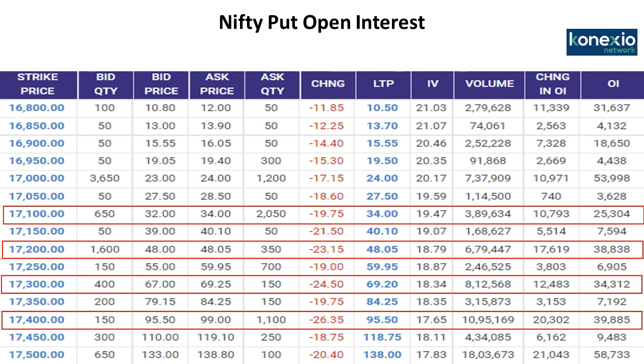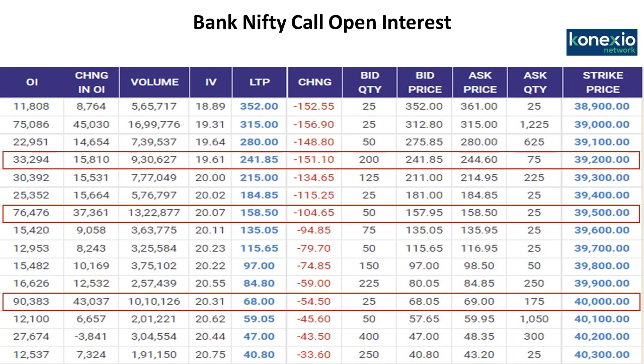Now let us see what we have observed in Bank Nifty calls. In Bank Nifty calls, the action was seen in 39,200 calls, then 39,500 calls, and 40,000 calls. Now here you can see there has been a significant rise in the open interest. The volumes are also high. In some options it is 9 lakh 30,000, then 13 lakhs, then 10 lakhs. These are the volumes in these out of the money calls.